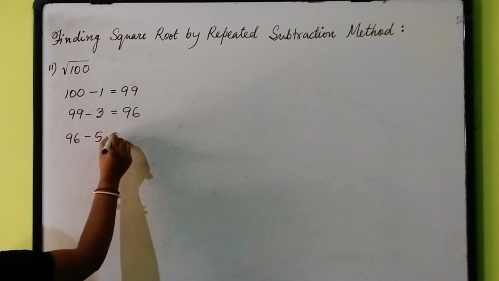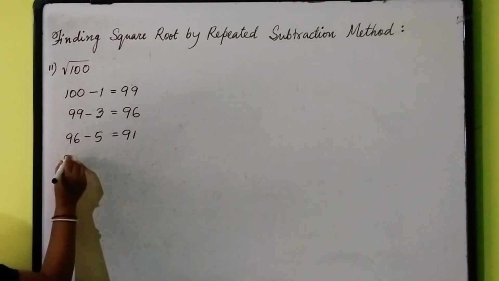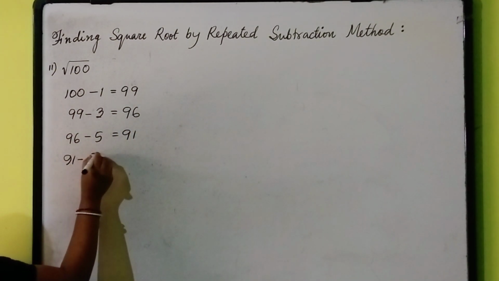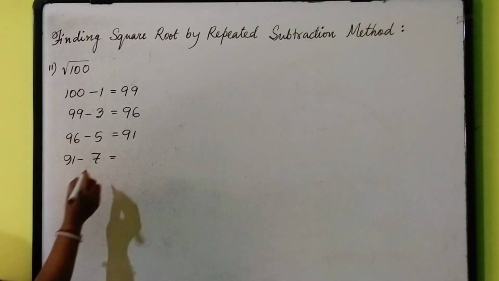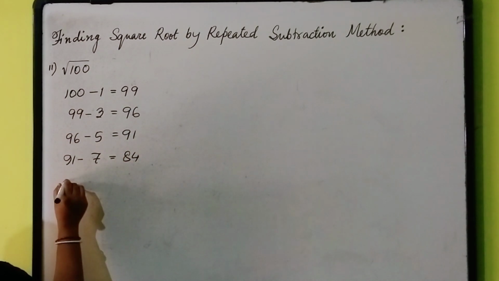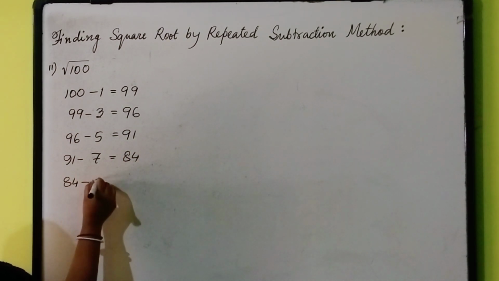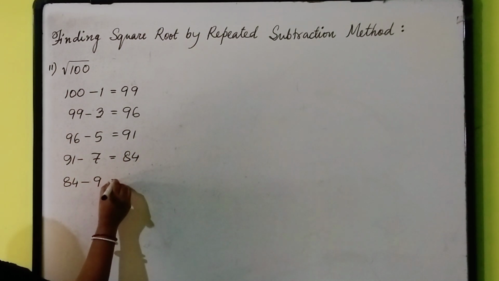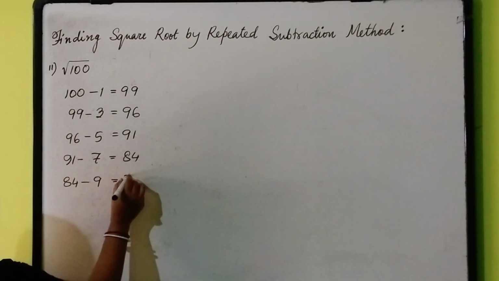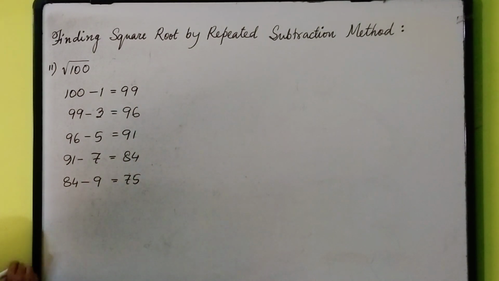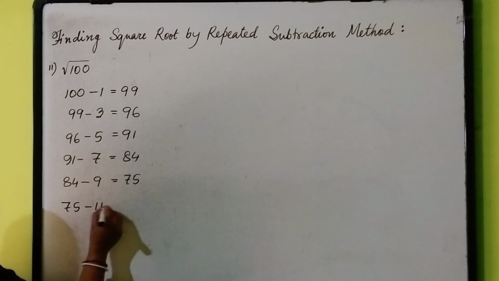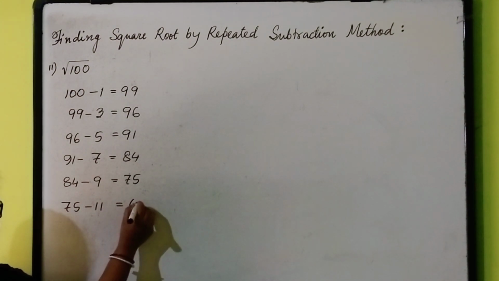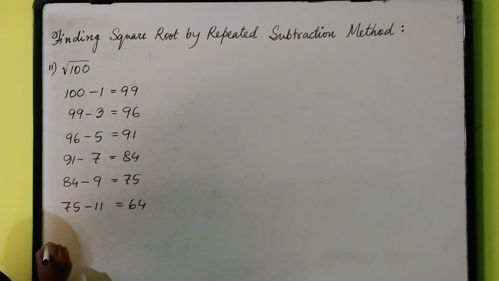96 minus 5, 91. Then 91 minus next odd number after 5, 7. It is your, how much? 84. Yes, 84. Go slow, no problem. 84 minus 9. Is it 75? Yes, 75. 75 minus 11. How much? 64. Is it?